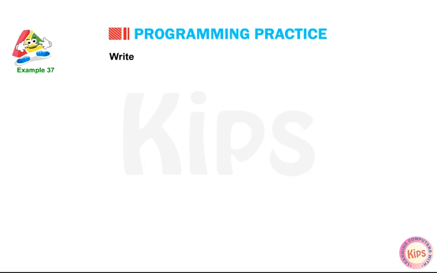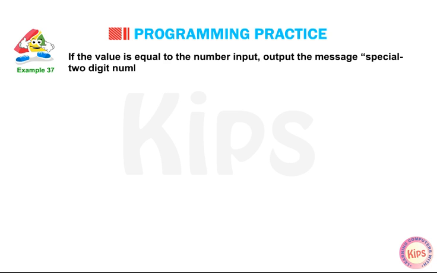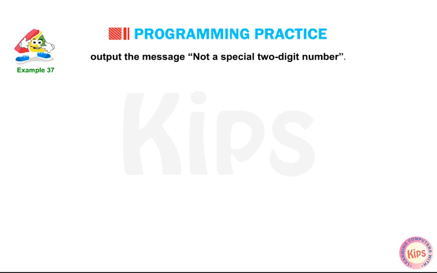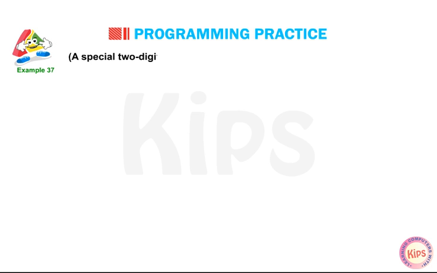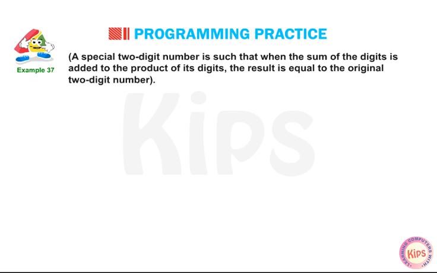Example: write a program to accept a two-digit number. Add the sum of its digits to the product of its digits. If the value is equal to the number input, output the message special two-digit number, otherwise output the message not a special two-digit number. A special two-digit number is such that when the sum of the digits is added to the product of its digits, the result is equal to the original two-digit number.